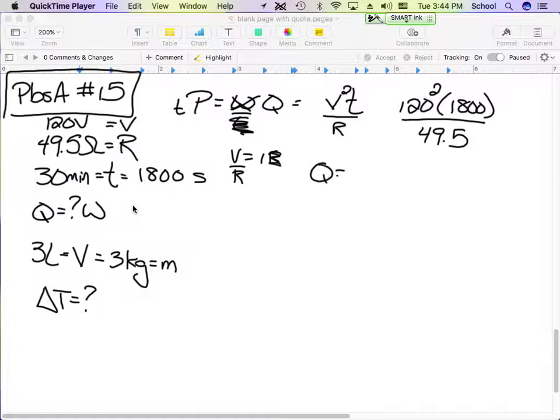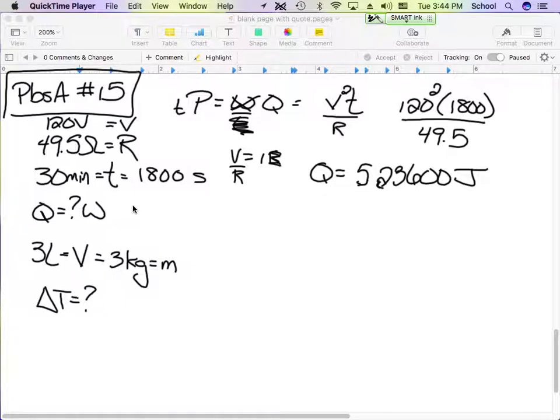So Q here is going to equal 5.236 million joules. I didn't exponent it after all. Anyway, so we got that much. And most of you got that far and you didn't have too much trouble.